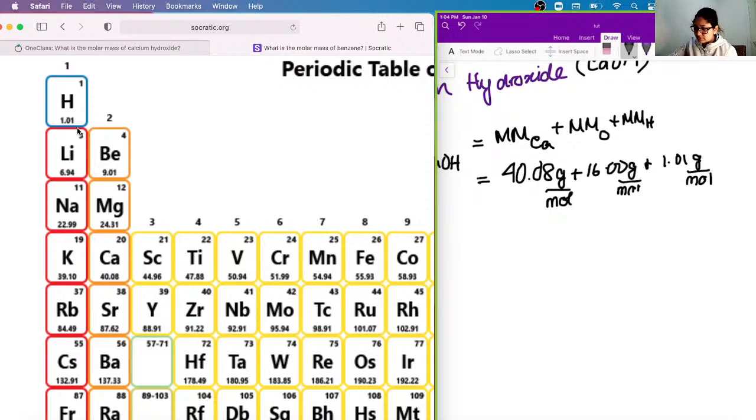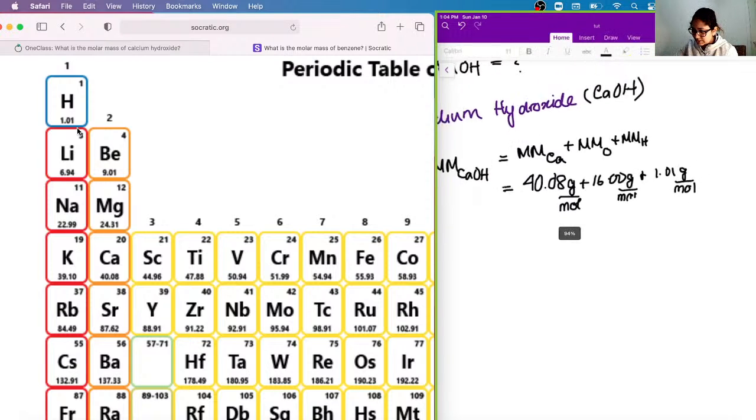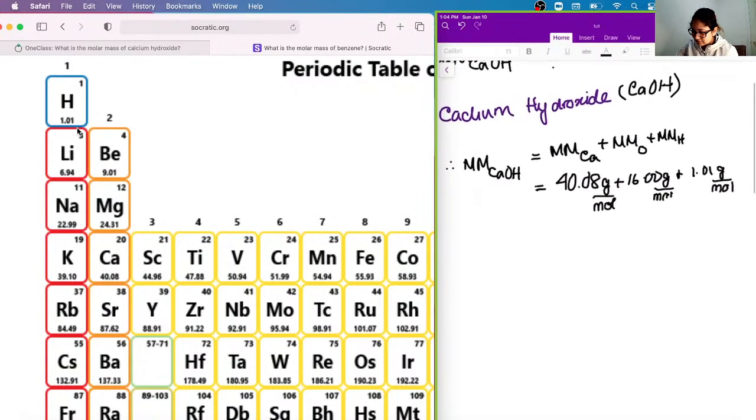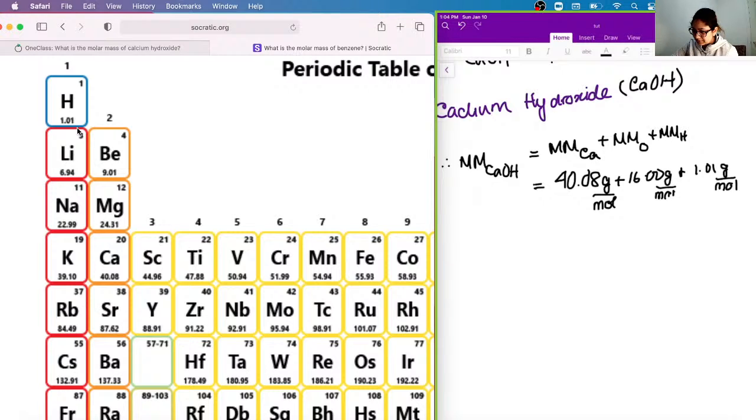In this case, each of the elements is represented by one atom. We don't have double or triple of any of them. If there were, for example, 2 calciums, you would have to multiply the molar mass by 2, and it goes the same for the rest.